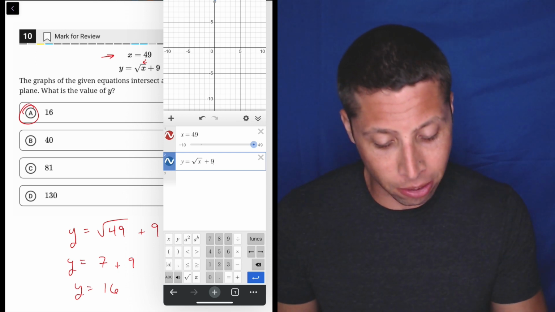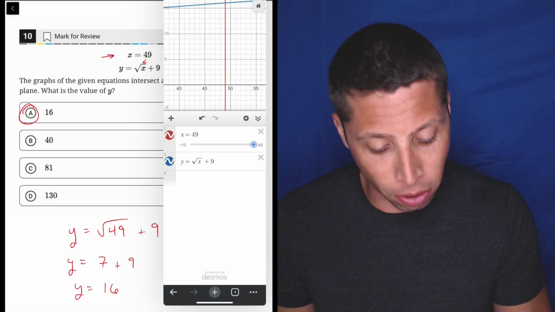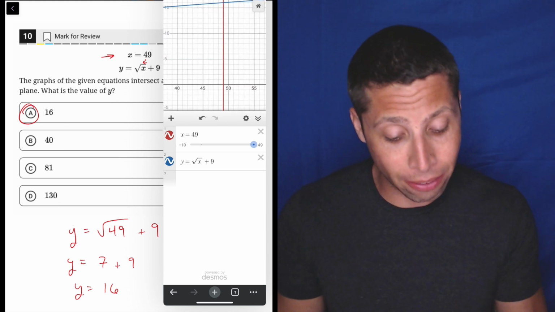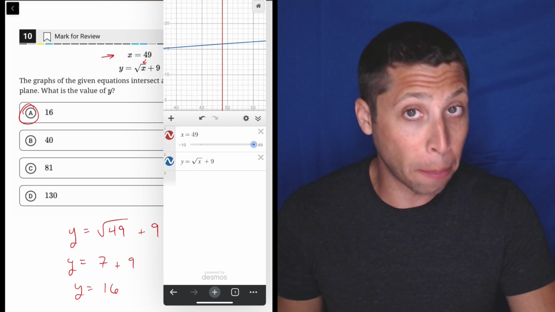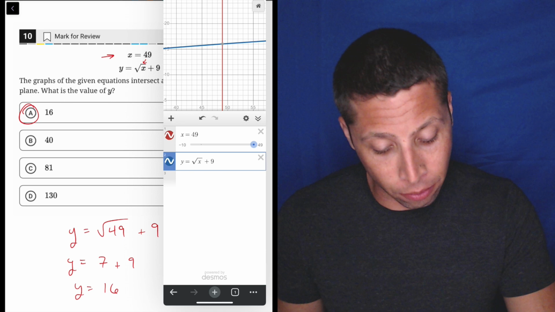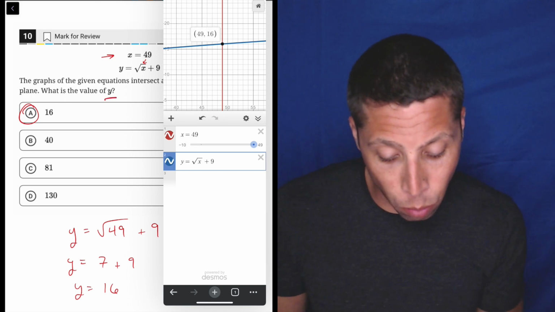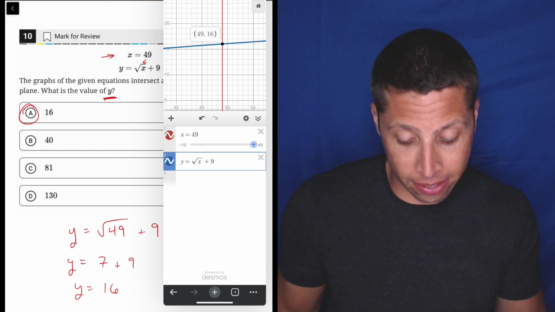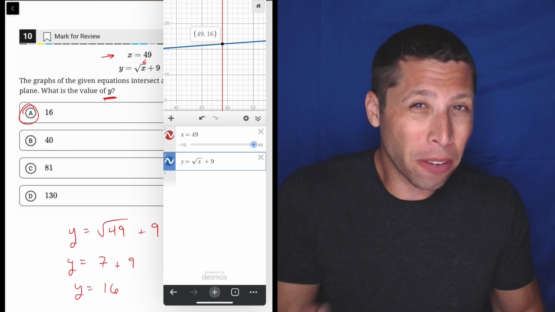But they told us x is 49, so go in that direction, right? Where is the 49? It's all the way over here, and sure enough, we have a straight vertical line, and it intersects this blue line, which is our more complicated equation right here. And if you tap it, you're going to get 49, 16, and they wanted the y value, so there you go, 16 is it.